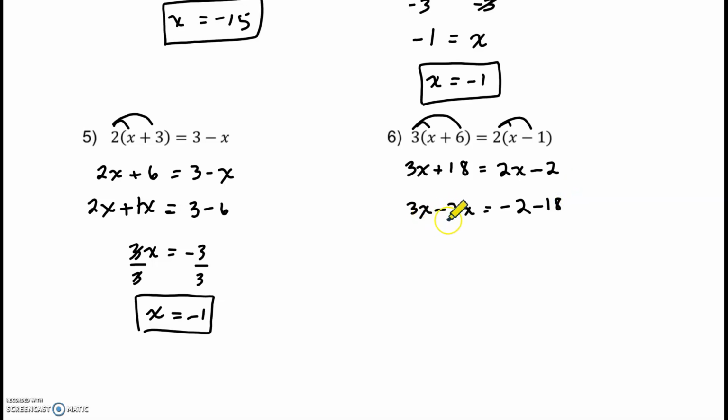And then we're going to go ahead and evaluate each side. So on my left side, 3 minus 2 is 1x. We don't have to write the 1. And on my right side, negative 2 minus 18 is a negative 20. And we don't even have to divide for this question because x is only being multiplied by 1. Okay, that leads to the end of the note.